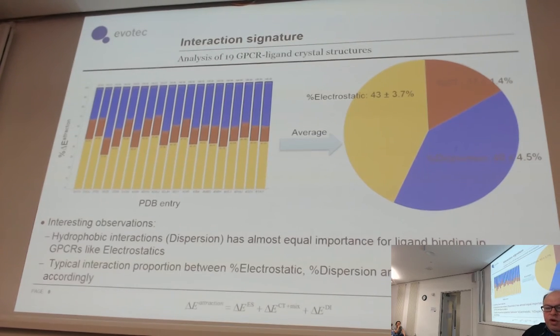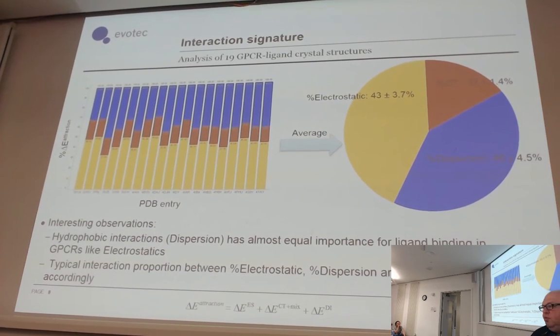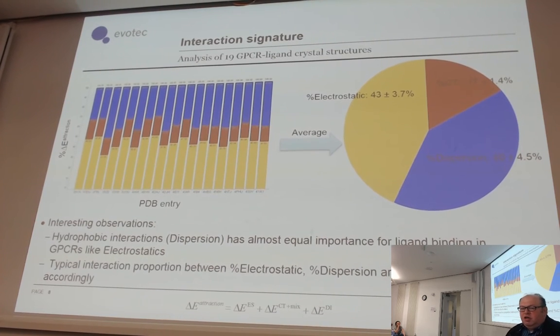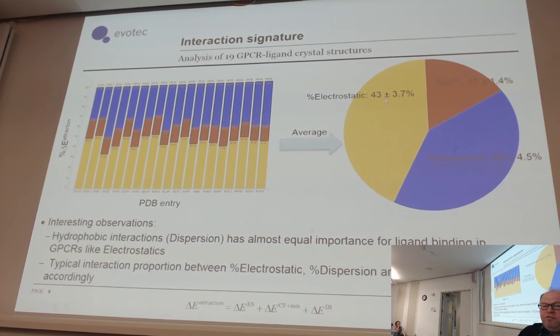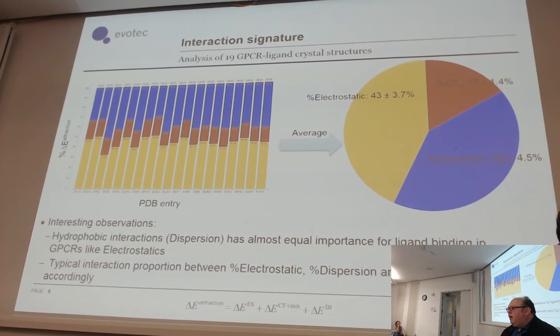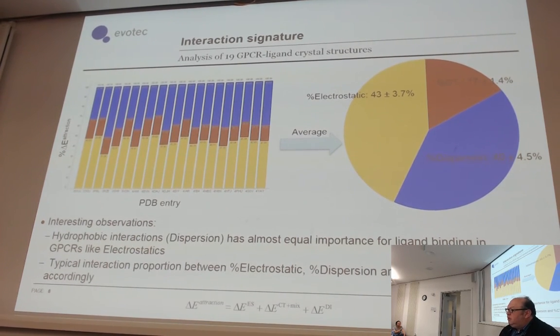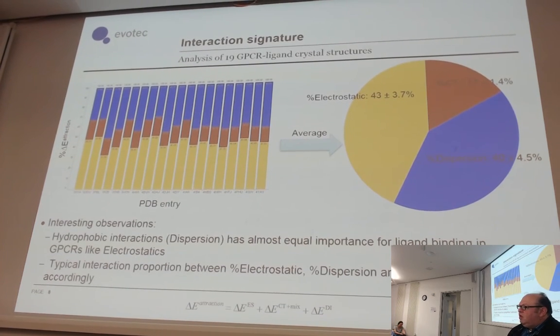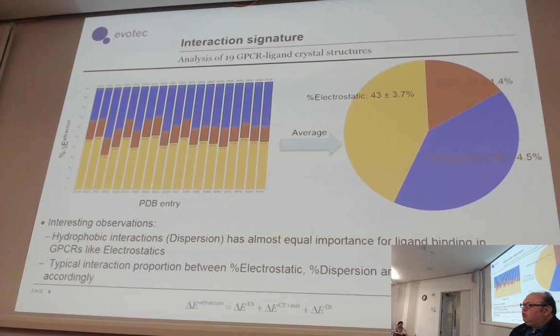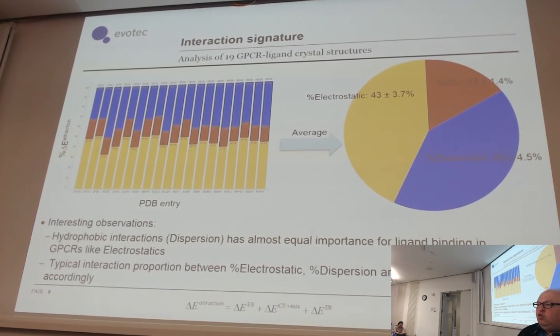When we also looked at the distribution between different energy terms for 18 GPCR ligand crystal structures, we noticed that electrostatics is about 43%, and hydrophobic is also about 40%. So we see the huge role of hydrophobic interactions in binding, which cannot be detected by eye. You can guess that you have a hydrophobic interaction, but you are not sure, and you definitely don't know how strong this interaction is.